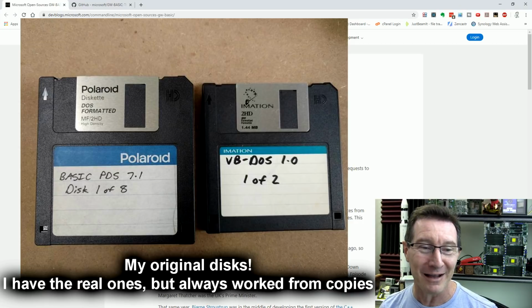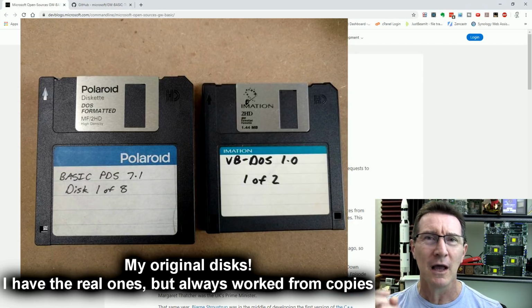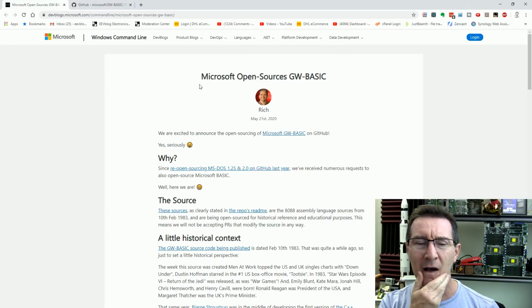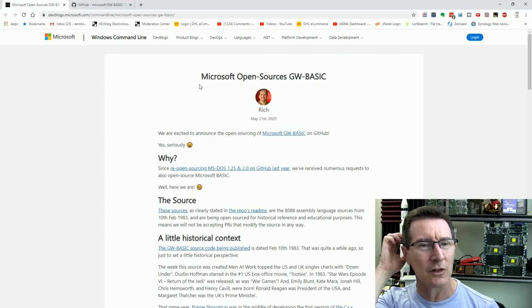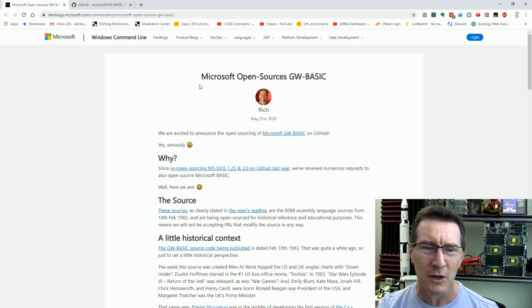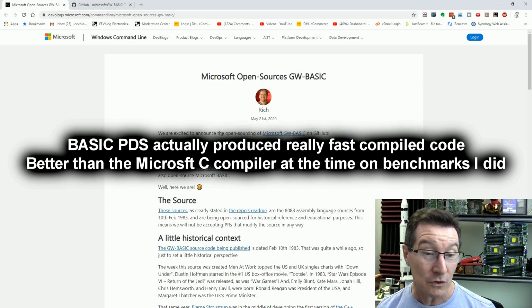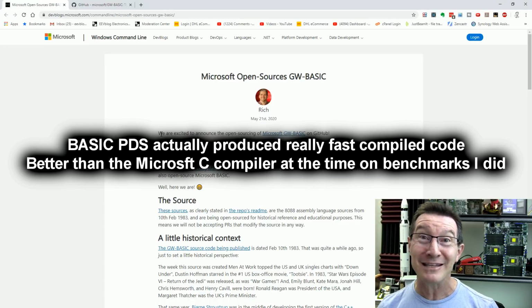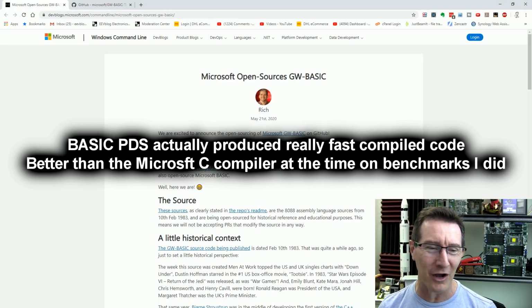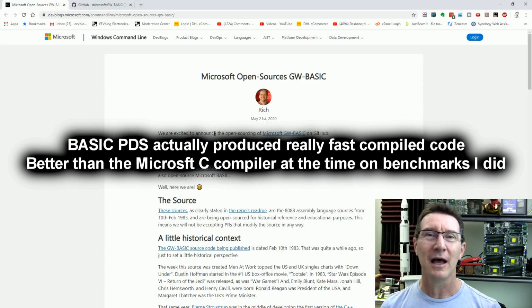Hands up if you remember Microsoft Basic PDS 7.1, which included all sorts of libraries for, you know, text-based window user interfaces and all sorts of stuff like that. So leave it in the comments if you were a Basic PDS fanboy like I was. I sold a couple of commercial products, and then I kind of went off Basic.